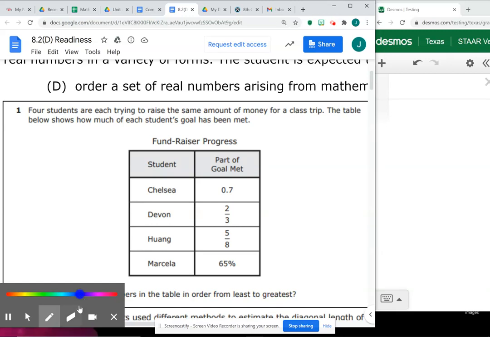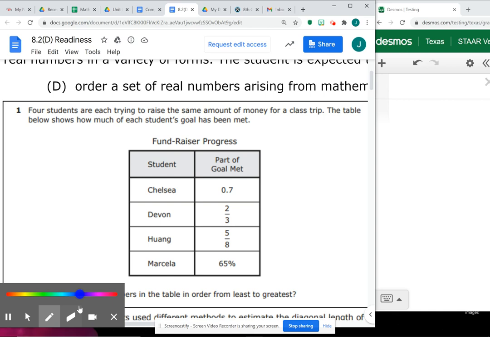All right, today I'm going to try to explain to you how to use the Desmos calculator to help you order numbers from least to greatest or greatest to least. So looking at this one example here, 4 students are each trying to raise the same amount of money for a class trip. The table below shows how much each student's goal has been met.